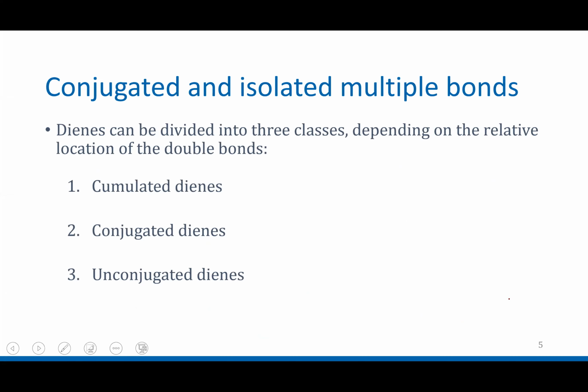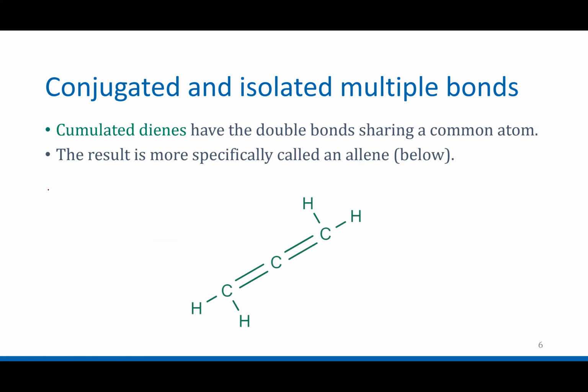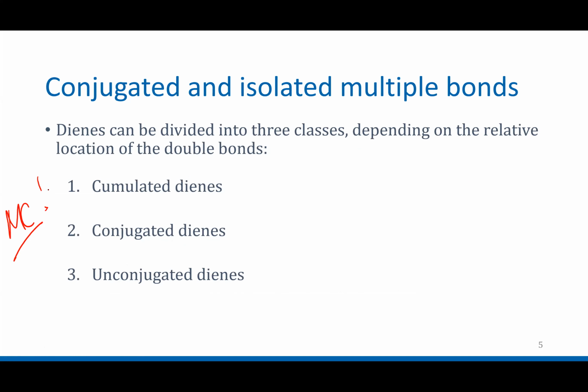Okay, so this though would be a good multiple choice question. What are the 3 classes of dienes? It all depends on the location of the double bonds. And I'll show you all 3 of these. I have pictures of all 3. There's cumulated dienes, conjugated dienes, and unconjugated. So let's look at all 3 of these.